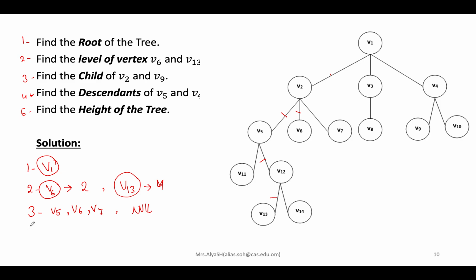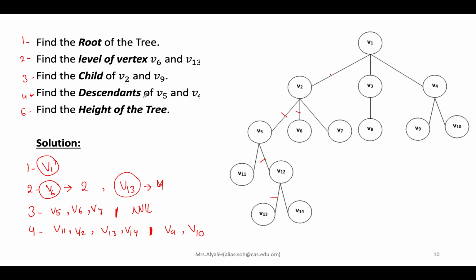Descendant of V5. What do we mean by descendant of V5? We mean all the vertices that are under V5. So if we look here, the descendants of V5 are V11, V12, V13, V14. The descendants of V4 are V9 and V10.